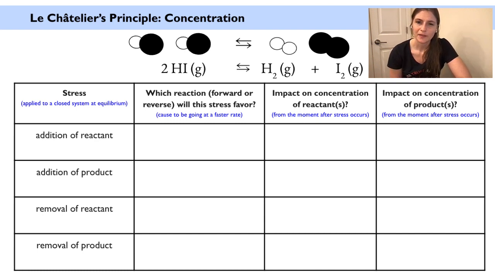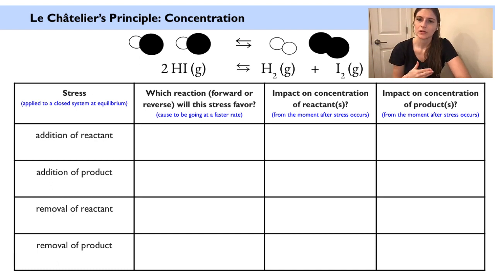When I'm asking about the impact on the concentration of the reactant or the reactants, I'm asking that from the moment after the stress occurs. So for example, the stress is addition of reactant in the first row. I am not going to say that this will increase the concentration of reactants because that column is talking about from the moment after that increase occurs. I'll go over an example in a moment.